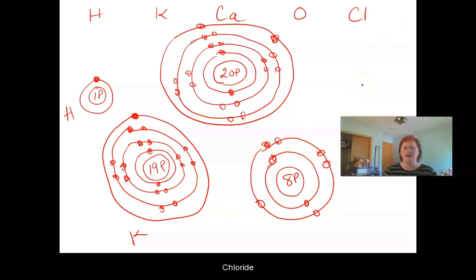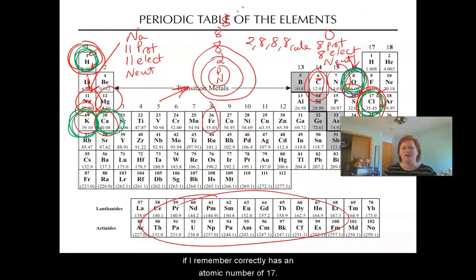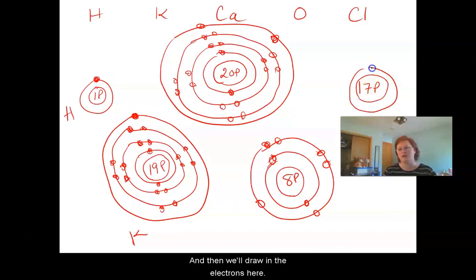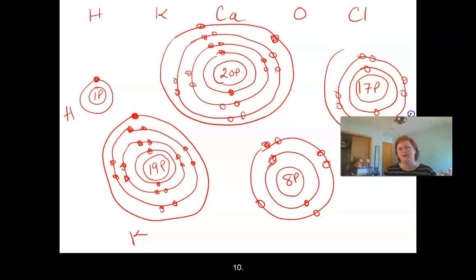And then chloride, if I remember correctly, has an atomic number of 17. So we will need 17 protons. So then we'll draw in the electrons here. So that's 10. And 17.